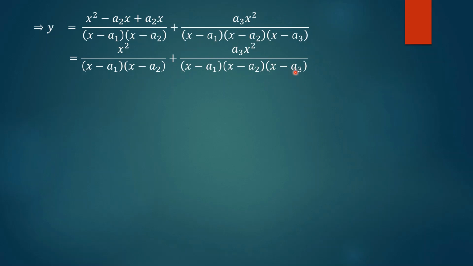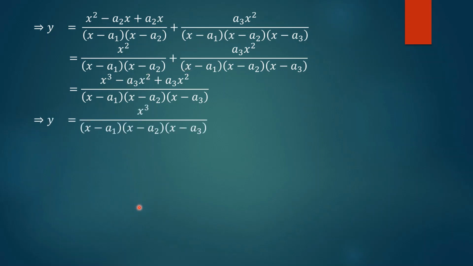Now again take LCM between these two, and then LCM is (x − a1)(x − a2)(x − a3), and here these two factors will cancel out. Only this term is remaining. So x² into this factor, it will be x³ − a3x². Written here, x³ − a3x², then plus this, and this total factors are cancelled. Only a3x² is remaining. So this positive negative a3x² is cancelled. So now you have the question is this: y is equal to x³ by (x − a1)(x − a2)(x − a3). This is our question.